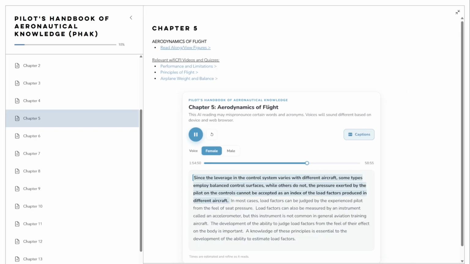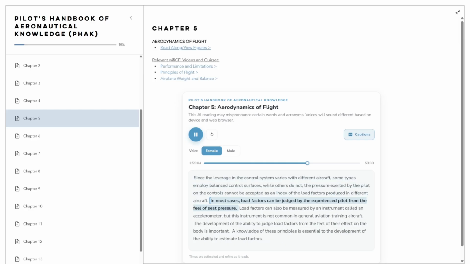Since the leverage in the control system varies with different aircraft, some types employ balanced control surfaces, while others do not, the pressure exerted by the pilot on the controls cannot be accepted as an index of the load factors produced in different aircraft. In most cases, load factors can be judged by the experienced pilot from the feel of seat pressure. Load factors can also be measured by an instrument called an accelerometer, but this instrument is not common in general aviation training aircraft. The development of the ability to judge load factors from the feel of their effect on the body is important. A knowledge of these principles is essential to the development of the ability to estimate load factors.